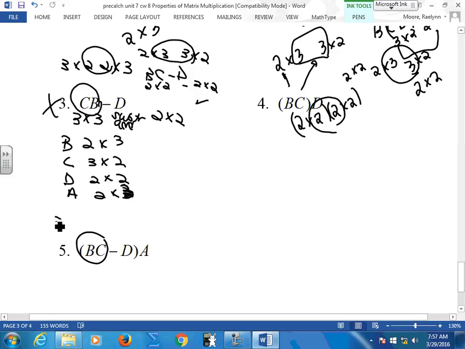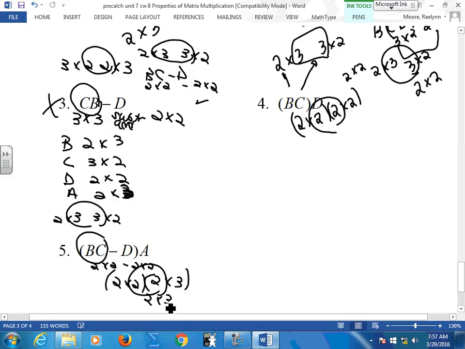B is a 2 by 3, and C is a 3 by 2. What will that result be? 2 by 2. Can we subtract a 2 by 2? Yep, and we will result in a 2 by 2. And A is a 2 by 3. So what's your result? 2 by 3. Just follow order of operations, just like you normally would.